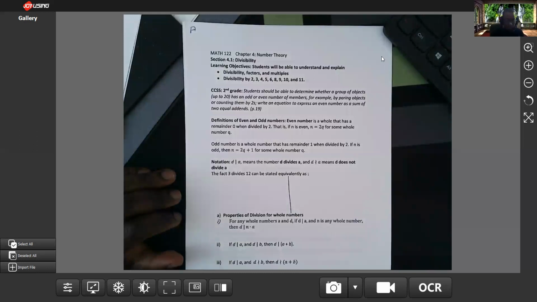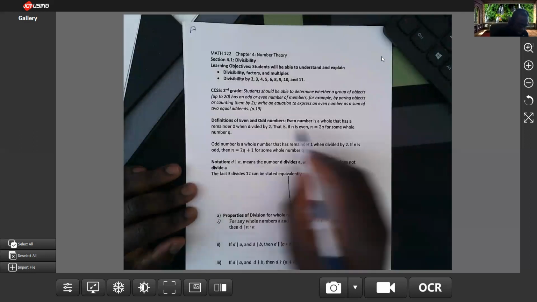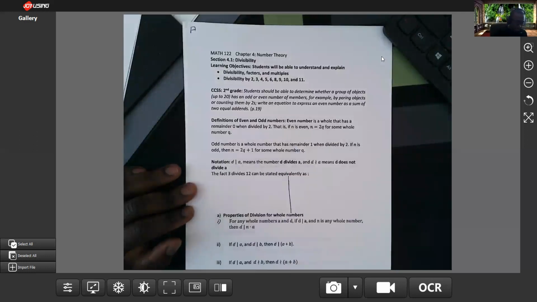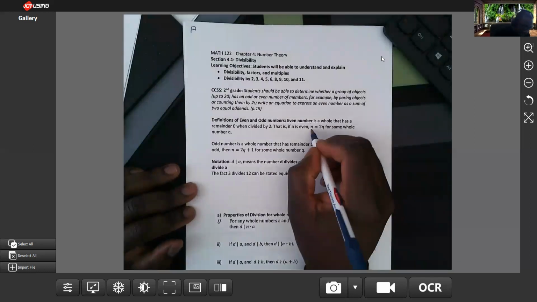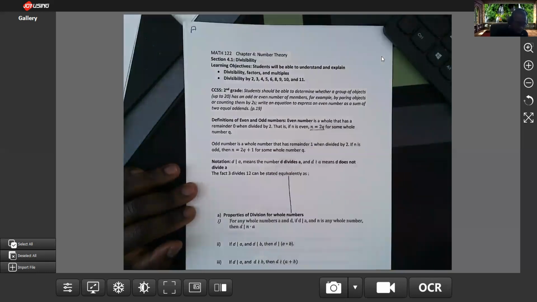Okay, now definitions of even and odd numbers. An even number is a whole number. Remember, we are still talking about whole numbers. A whole number that has a remainder of 0 when you divide it by 2. If you express it as an equation, if n is an even number, then n is equal to 2 times q, and q is a whole number.